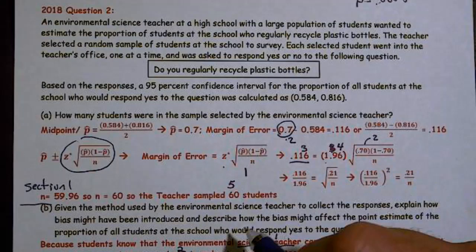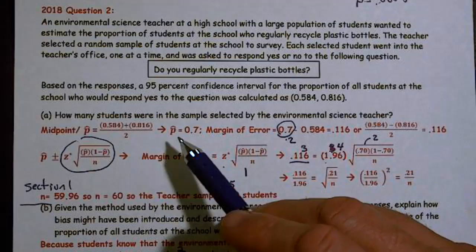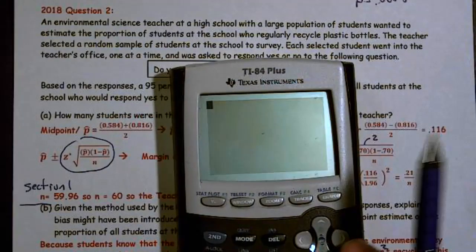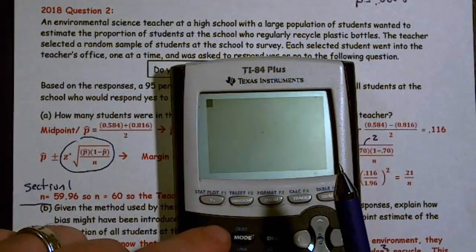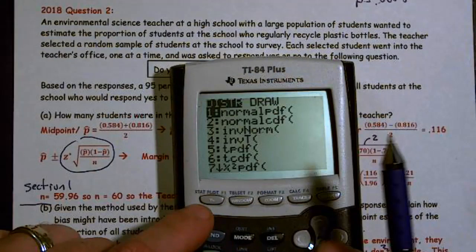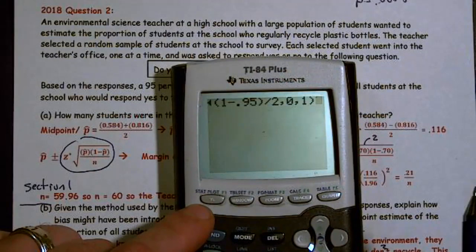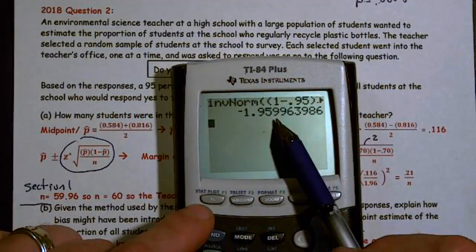If we have a 95% confidence interval, I need to figure out my z star. So second, inverse norm, parenthesis 1 minus 0.95, close parenthesis, divided by 2, mean of 0, standard deviation of 1, because we're working with a z-score, and we get 1.96.